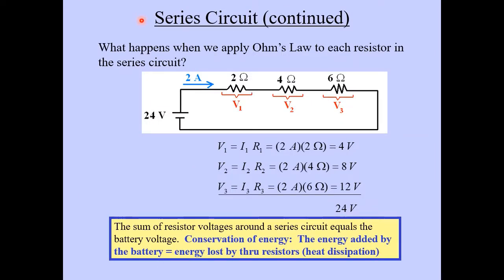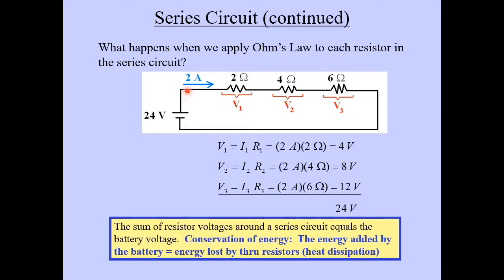We can learn something else about the so-called series circuit if we apply Ohm's law to each resistor separately. By the way, the circuit here is exactly the same as I showed on the previous slide. It looks a little different because I put the three resistances, the 2 ohm, the 4 ohm, and the 6 ohm, side by side here instead of one over here and one down here. But notice that they are connected identically to what was shown before. So this is the exact same circuit. It's just drawn a little differently.